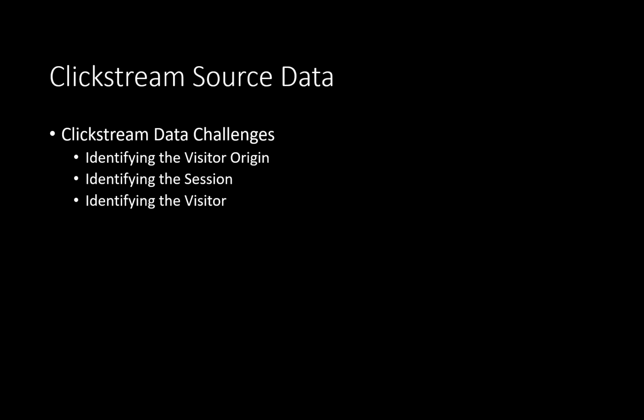Now let's dig deep into challenges. There is a lot of ambiguity. One of the main problems with clickstream data is that it has lots of ambiguities. For example, it is difficult to identify the visitor origin, identify a session, and identify the visitor itself. Identifying the visitor origin: we are lucky if the user is always coming to the website via its home page, which means the user has marked the web page as their home page and is coming directly through that.